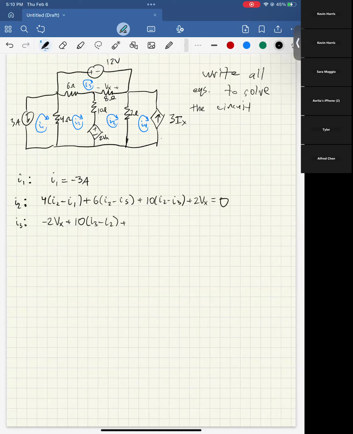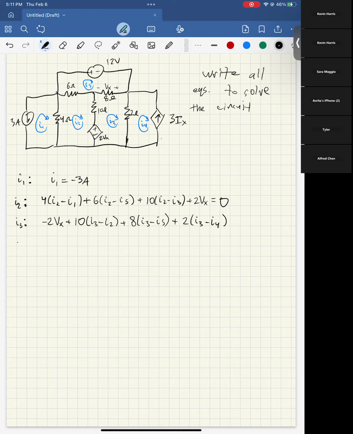And then plus, here you can either say 8 times I3 minus I5, because we have I3 on the bottom and I5 on the top, or you could also instead just write Vx. Either works. I will write it like this because it's a resistor, and I will do this to be consistent. And then finally, we have that 2 ohm resistor, I3 minus I4.